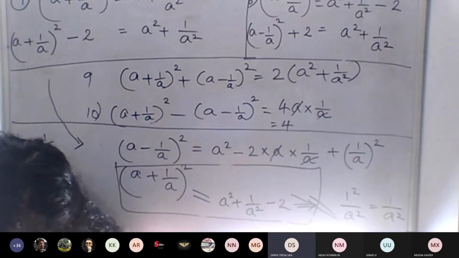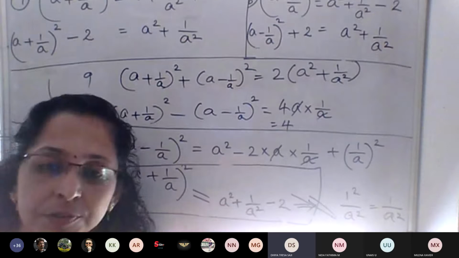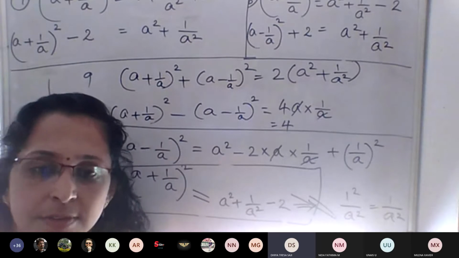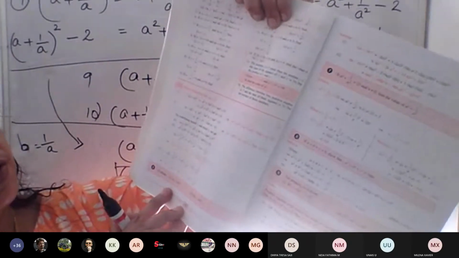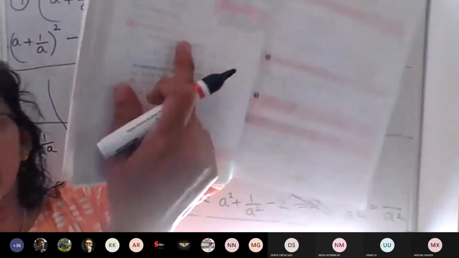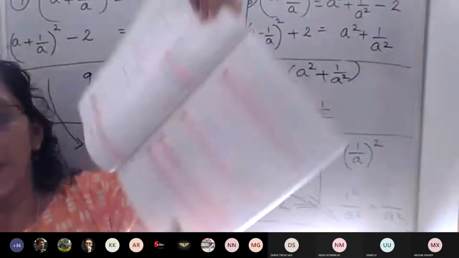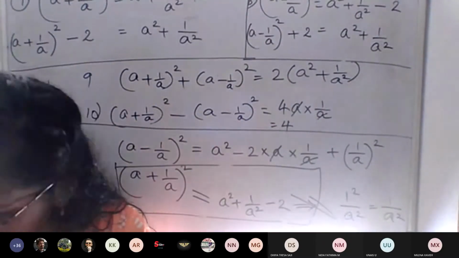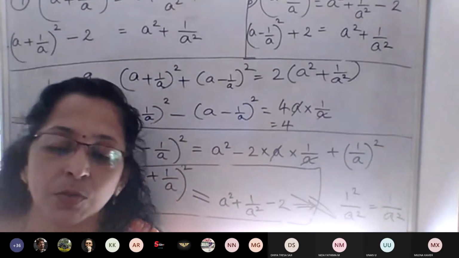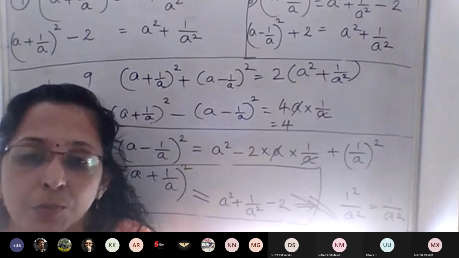Ma'am, after the class, we have to copy this in the notebook. Yes, after this class you have to. Page number 58 also you have to write after explaining, not now. You need some space for writing this also: a plus b whole square, a plus b whole cube. A plus b whole cube also we want to write in our notebook after exercise 4a. So that's why I told you to leave 2 pages.